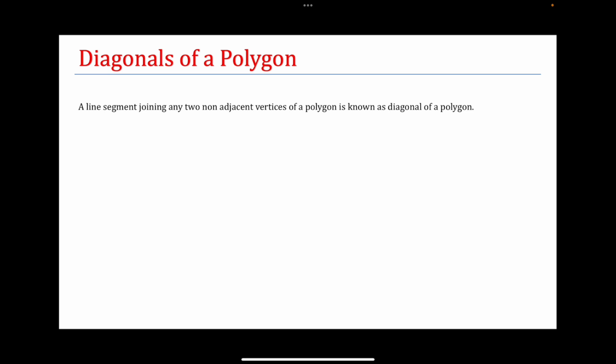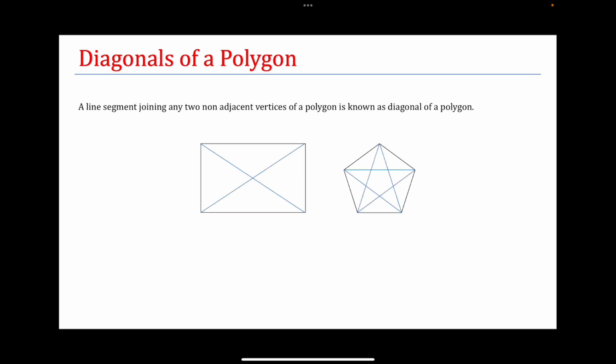Diagonals of a polygon. A line segment joining any 2 non-adjacent vertices of a polygon is known as a diagonal of a polygon. So in these polygons, the lines colored in blue are diagonals. They join the non-adjacent vertices. So this is a diagonal and this is a diagonal. These are the diagonals in these polygons. The lines colored in blue are diagonals.